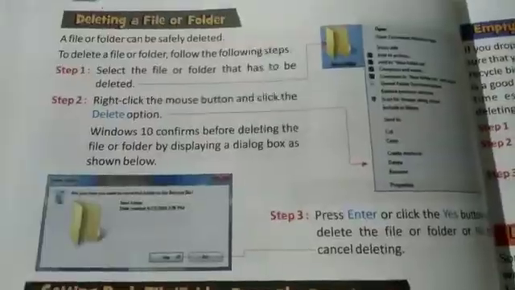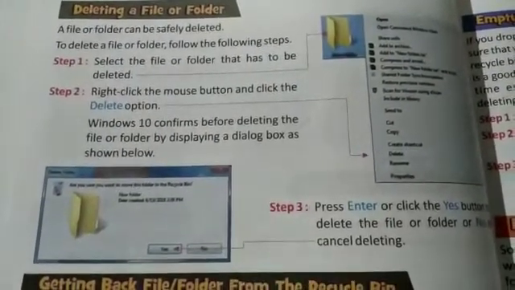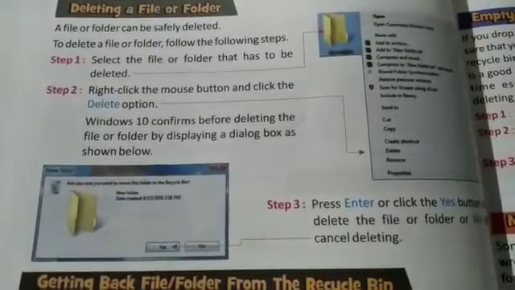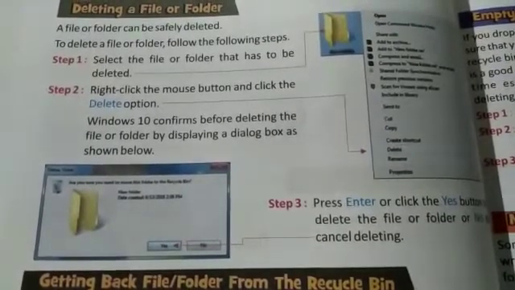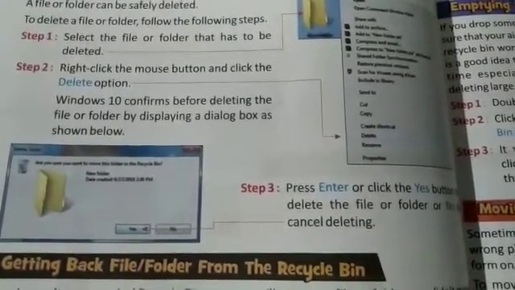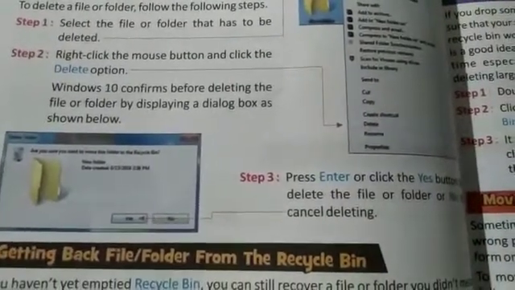Then how to delete a file or folder? Some steps are given here. Select the file or folder that has to be deleted. Then right click the mouse button and click the Delete option. And press Enter or click the Yes button to delete the given file or folder.